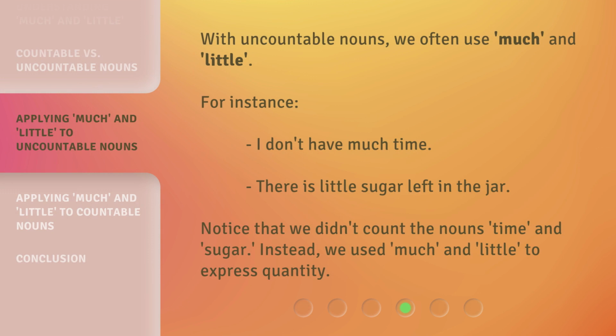With uncountable nouns, we often use much and little. For instance, I don't have much time. There is little sugar left in the jar. Notice that we didn't count the nouns time and sugar. Instead, we used much and little to express quantity.